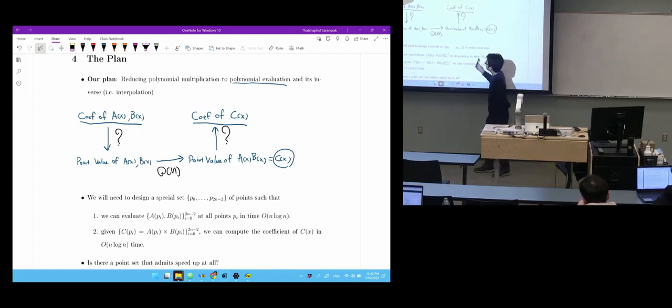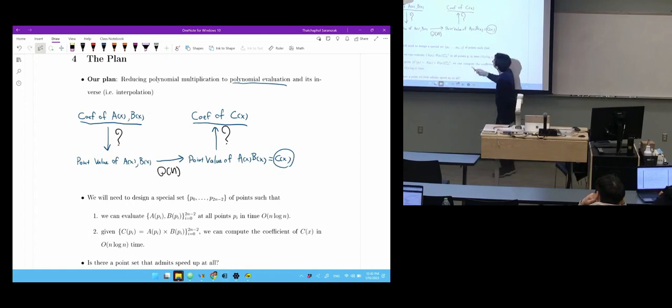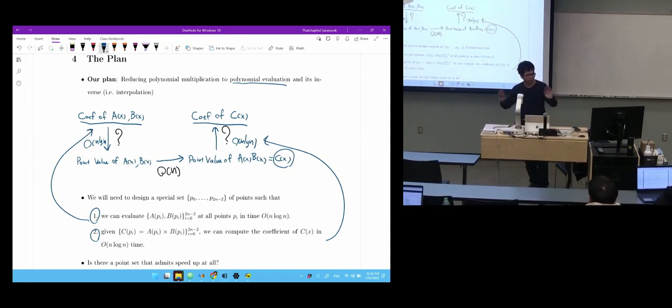And once you have that, you're just going to get the evaluation points of this set on C. And you want to convert it back to the coefficient representation of C. The first step here is that we need it to be n log n. And the second step is this part, which we want to be n log n as well. Okay. So that's the plan. If we can do this, you agree, we are done.